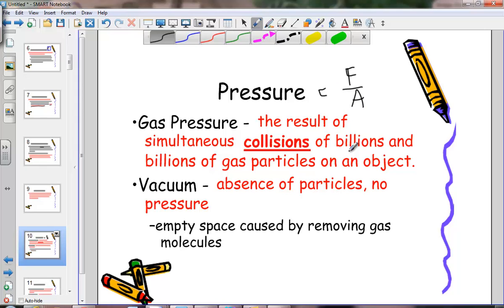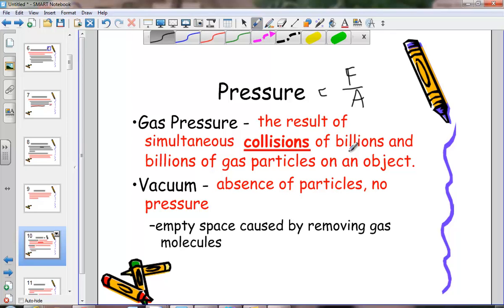If I increase the force of a collision, I've increased pressure. If I change the size of the container, I'm affecting pressure. So really I think of pressure as collisions. What can I do to affect the number of collisions, and I'll affect the pressure?